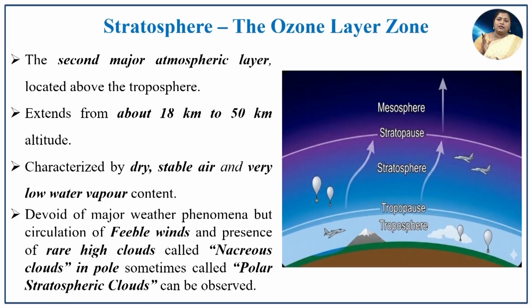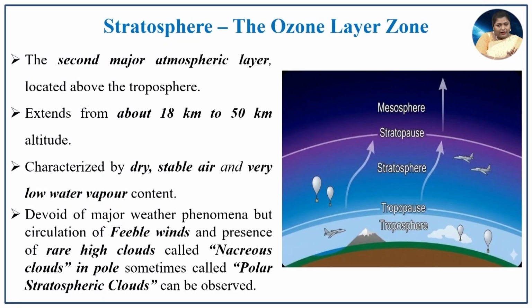The next layer of the atmosphere is the stratosphere. It is also known as the ozone layer. It extends about 18 kilometers to 50 kilometers altitude, and it is characterized by dry, stable air and very low water vapor content. It is devoid of major weather events. We have discussed that all the major weather events occur in the troposphere, but here it is not so. It is devoid of the major weather phenomena.